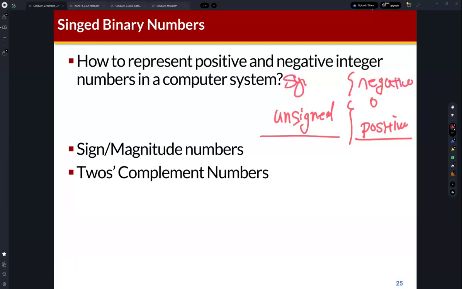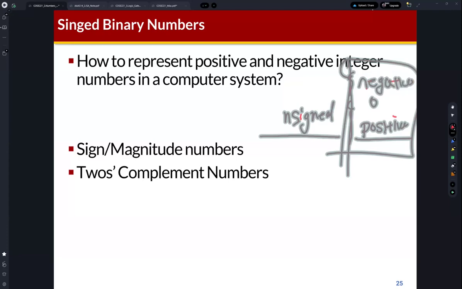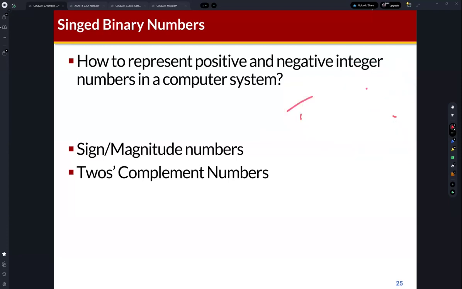So signed numbers include the negative numbers, zero and positive numbers. Which means that we need to represent the sign of a number in order to handle signed numbers. Negative numbers are required in our real life, right? Then how can we represent the negative numbers in the binary number system?